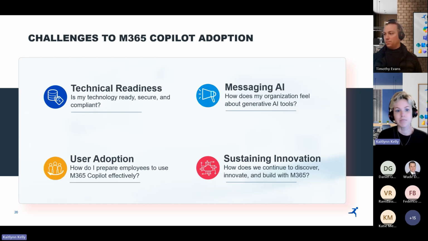And of course, we have our user adoption. How do we prepare users to dive in and use the tool? I will let you know, it tends to take longer than you think compared to other tools. And then how do we sustain that innovation? So the full value of Copilot comes from experimenting and learning over time. How do we not only sustain adoption through the project, but also continue that innovation, especially for a tool that is constantly evolving?